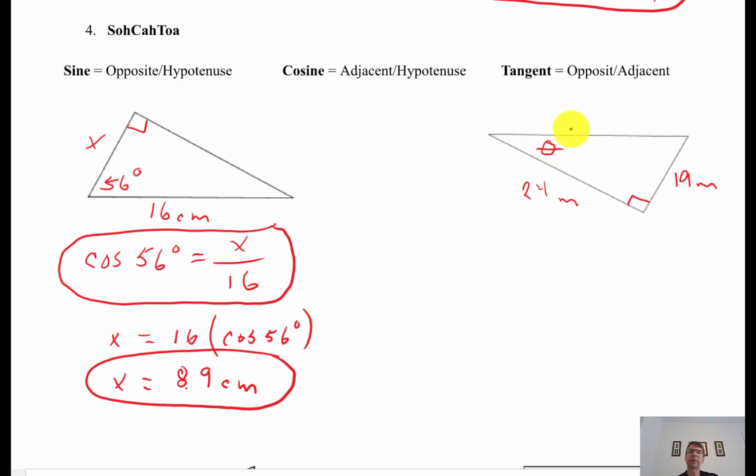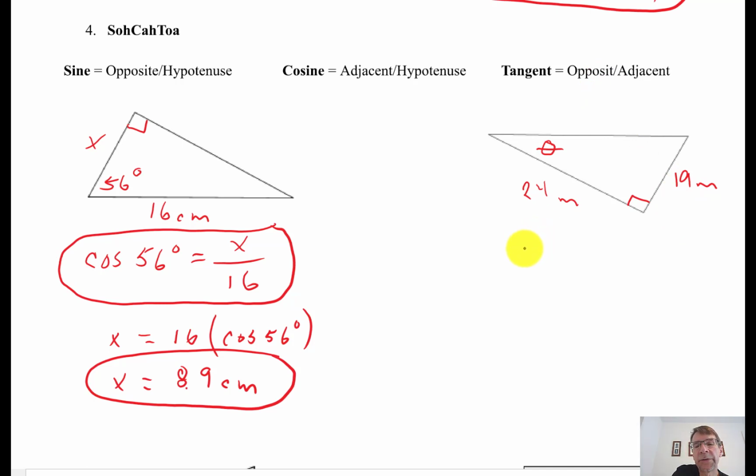What I notice in this case is that I have the two sides that make up the right angle. They are the adjacent and opposite legs. They're not the hypotenuse. So I'm going to be using tangent for this problem. The 24 meters is adjacent to theta, and the 19 meters is opposite to theta. So I have the opposite. I misspelled it up here, there should be an E up there, obviously. No big deal. But I want to use tangent.